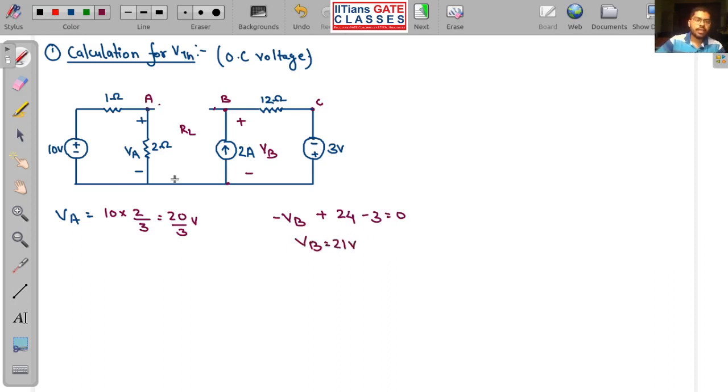Now what is VAB? VAB is equal to VA minus VB, which is equal to my Thevenin voltage. So put the value of VA and VB, so that comes out to be 20 by 3 minus 21. So that is 20 minus 63, so minus 43 by 3 volt. So this is the calculation of my Thevenin voltage.